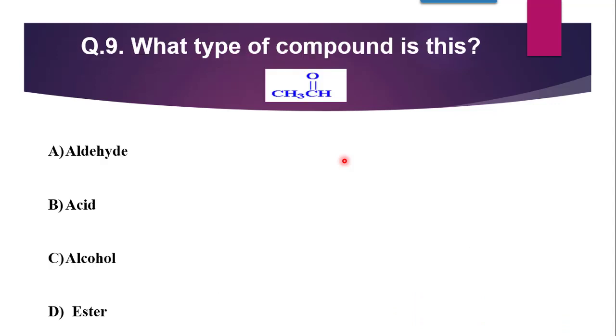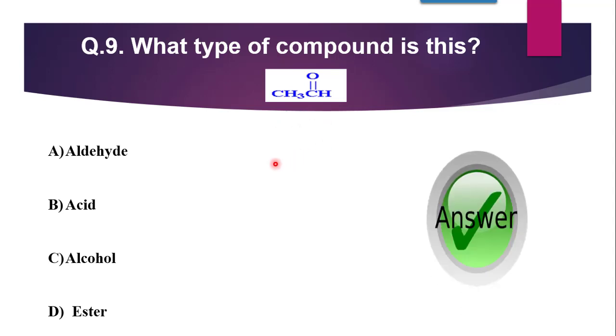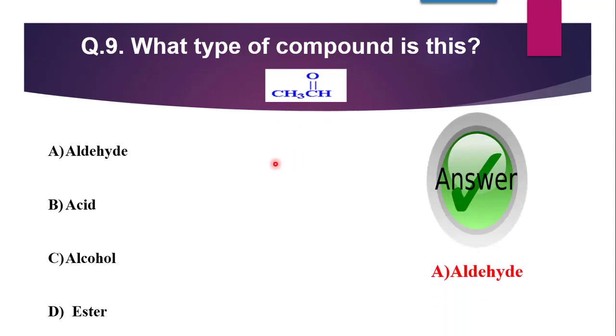Question 9. What type of compound is this? So as you can see here, CH3COH. So it is RCOH. RCOH is nothing but aldehyde. So the first option is aldehyde. Acid is RCOOH. Alcohol is, just now we have seen, ROH. Ester is RCOOR. So it is aldehyde, since the general formula that applies here is RCOH. So the answer is A, aldehyde.